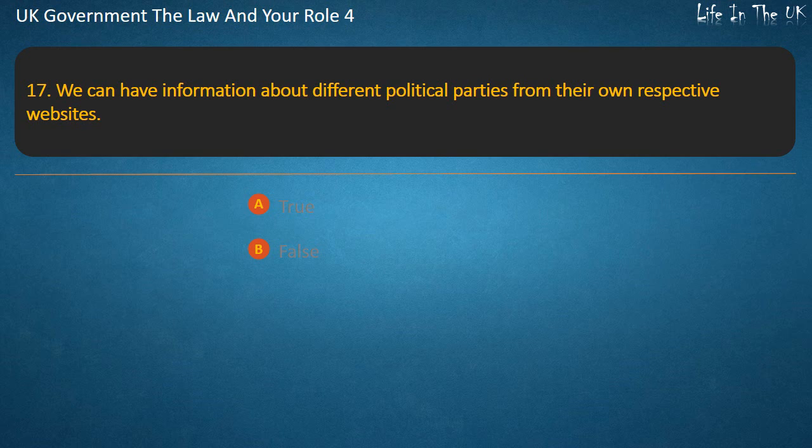Question 17. We can have information about different political parties from their own respective websites. True. False. Answer. True.